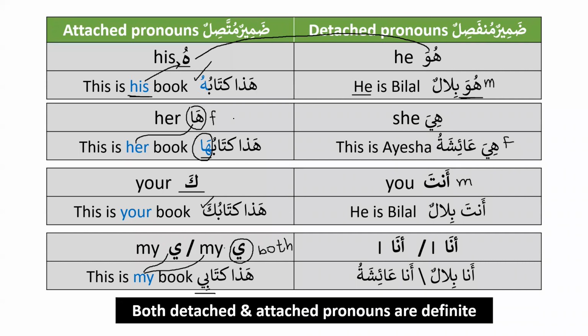Okay. Both detached and attached pronouns are definite. Very important piece of information. Please note it down. Whether we talk about the detached pronouns, for example, huwa, hiya, anta, and ana, they are definite. We have learned about it already. Similarly, the attached pronouns, dhamirun muttasilun, for example, hu, ha, ka, and ya, they are also definite. Inshallah, I'm sure this information will help us a lot. This information is very, very important. Both detached and attached pronouns are definite.